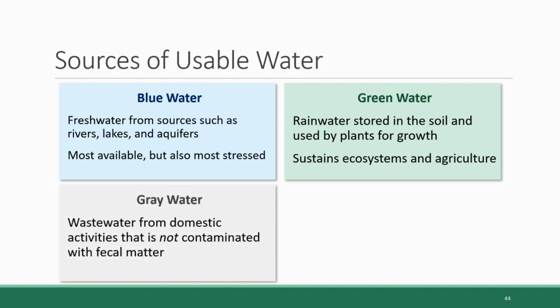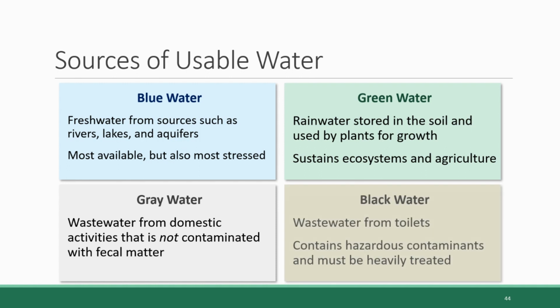Gray water is wastewater. It comes from domestic sources that are not contaminated with fecal matter. So, this can include water that comes from doing your dishes, doing your laundry, bathing, etc. Gray water can be readily used for landscaping and irrigation of non food crops, but in order for it to be used for human consumption, it of course has to be treated.